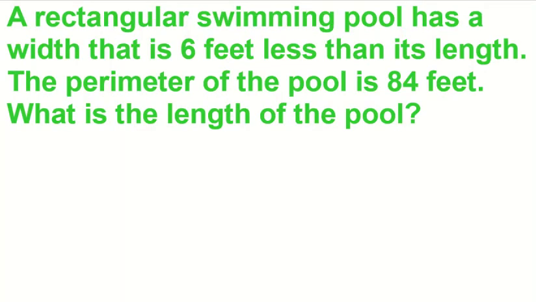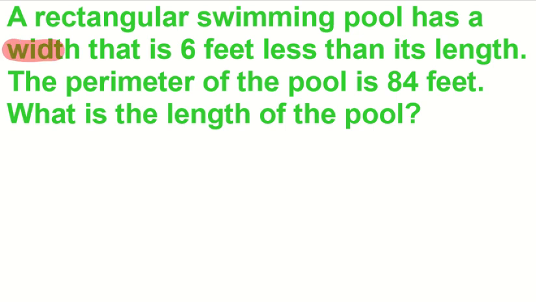So in this case, it says a rectangular swimming pool has a width that is 6 less than its length. The perimeter of the pool is 84 feet. What is the length of the pool? All right, so the first step, we have to get our two equations. Usually, each equation is its own separate sentence. You've had to write expressions in other grades, and it's the same type of stuff.